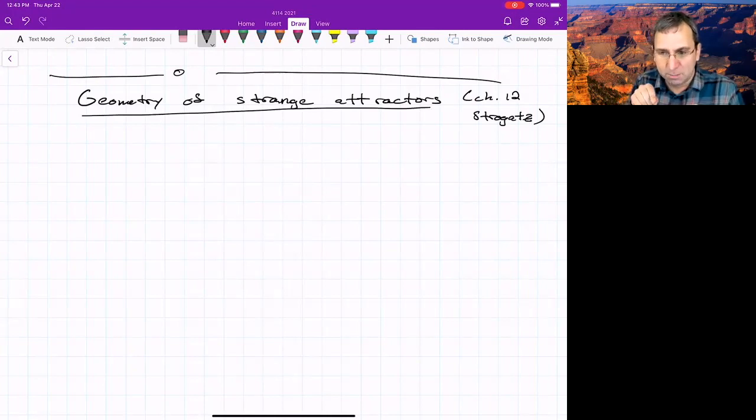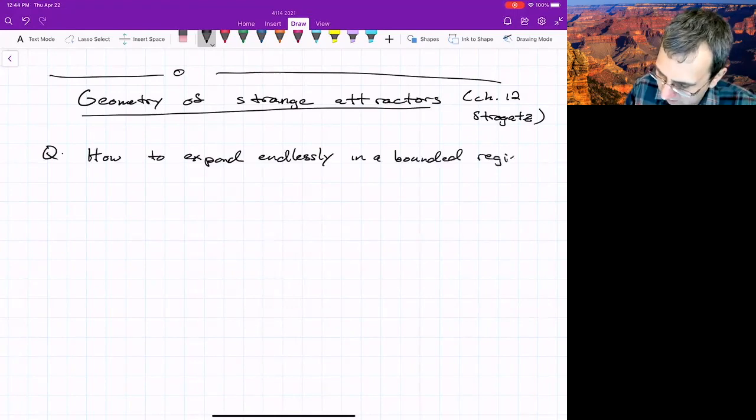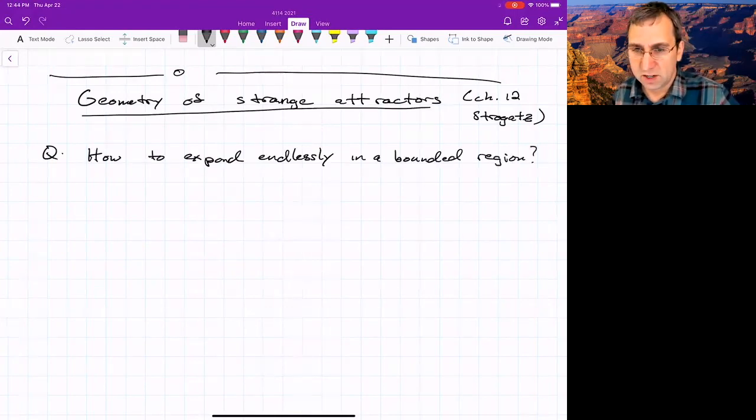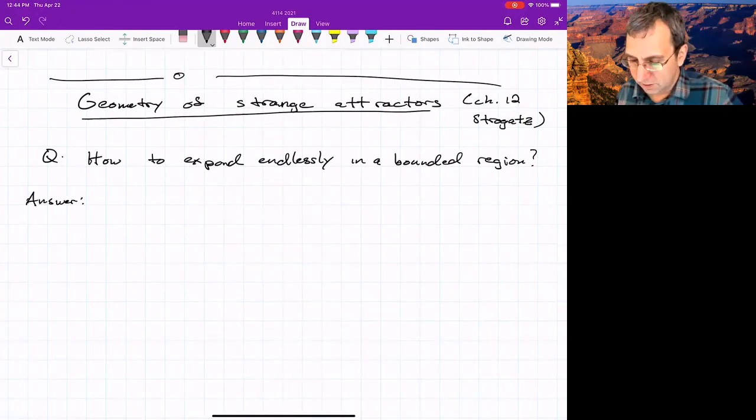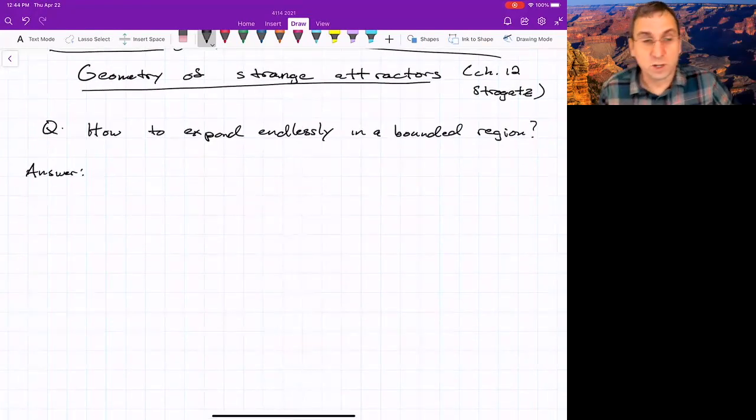And yet we say there's a positive Lyapunov exponent. So that means the distance between trajectories is growing exponentially. So how can this happen? How can things be expanding into a bounded region? How to expand endlessly in a bounded region? There is an answer, and it's this phase space view of what's going on.